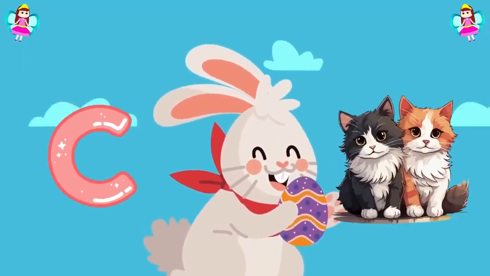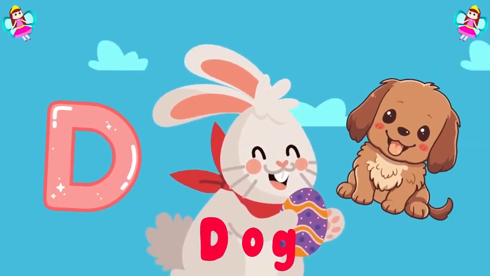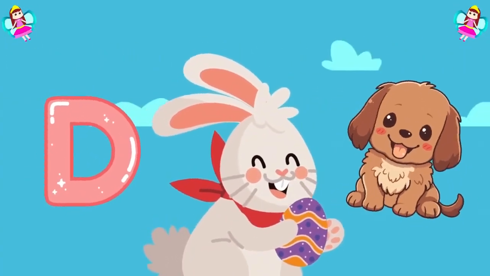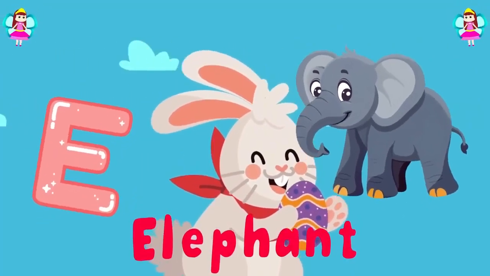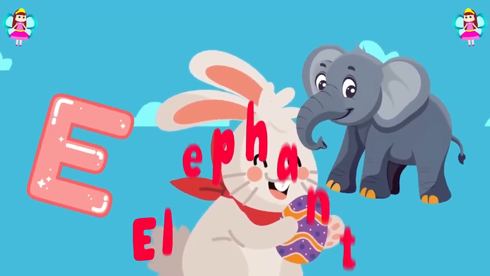D is for dog. D, dog. D is for dog. E is for elephant. E, elephant. E is for elephant.